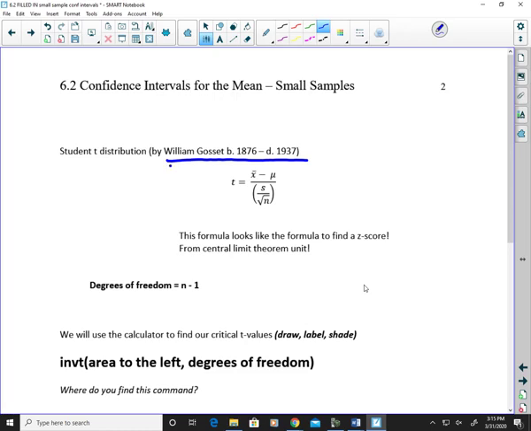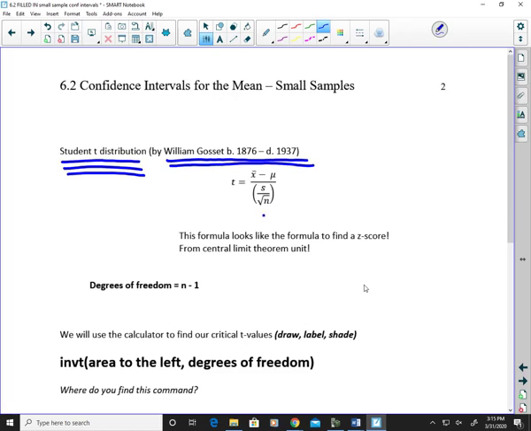So he was not only the founder of making Guinness beer into the kind of beer that it is, he also made a huge contribution to statistics by developing what we call the student T distribution or T distribution.